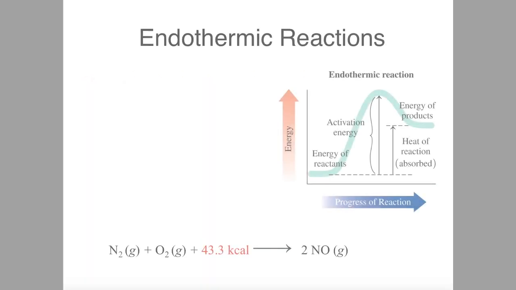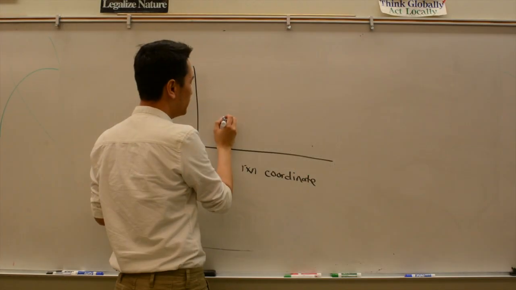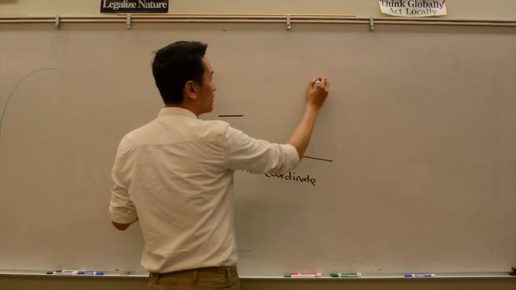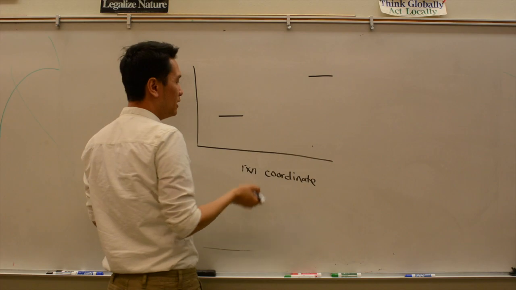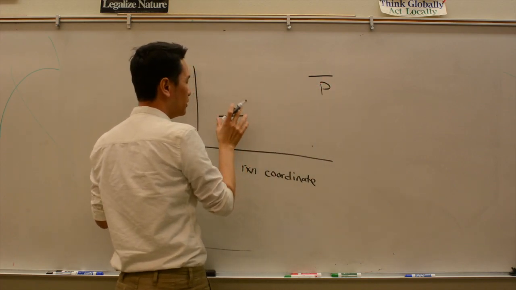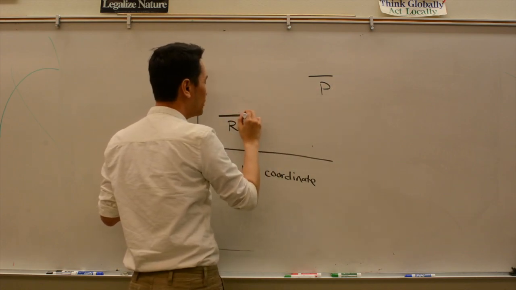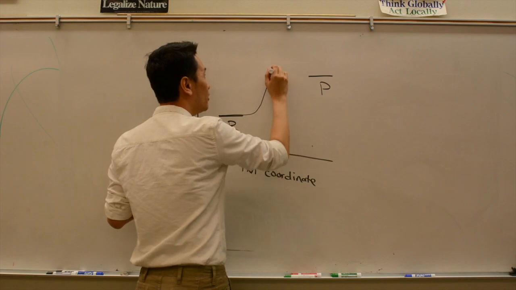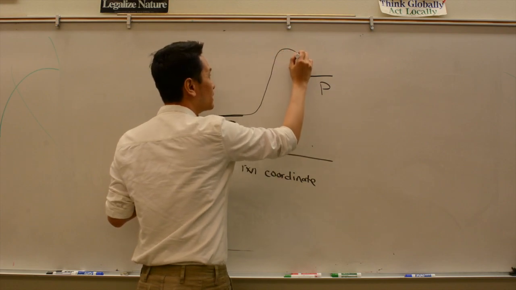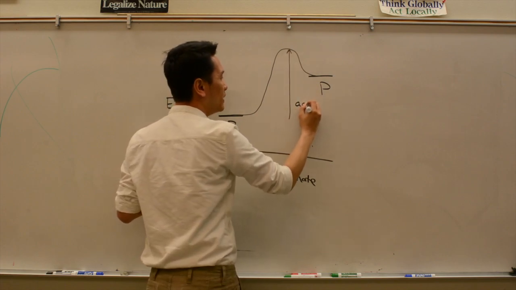In the opposite case, when we have an endothermic reaction, instead of the energy of the reactant being higher than the energy of the product, it's the opposite. So if this is the reactant and this is the product, for you to convert from the reactant to become a product, again, you have to give energy to it, and once you give enough energy, it falls back down to become a product. And again, this energy is called the activation energy.